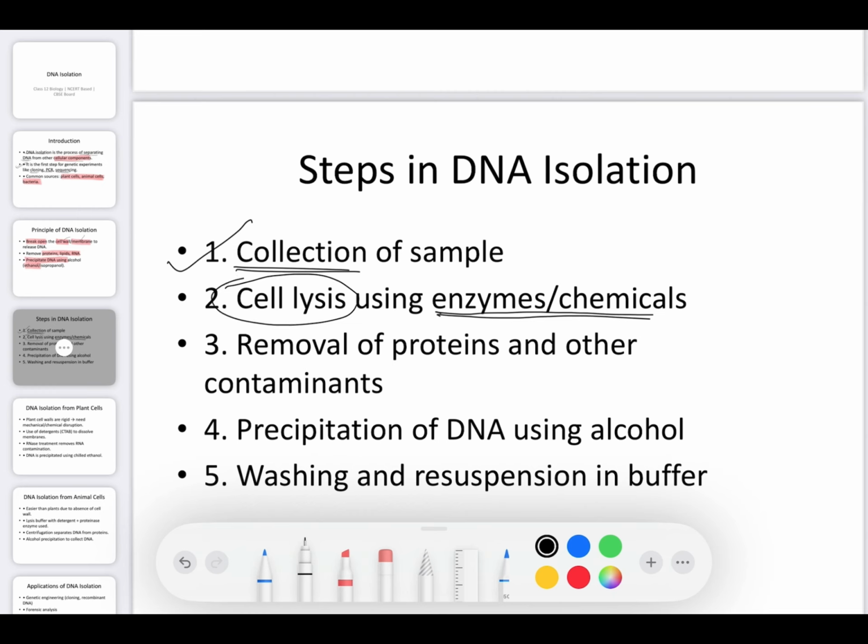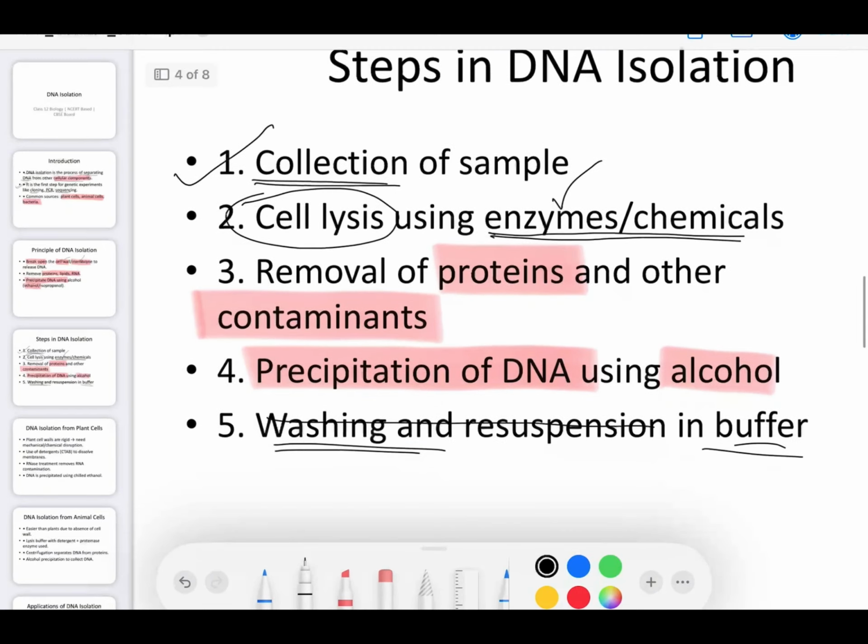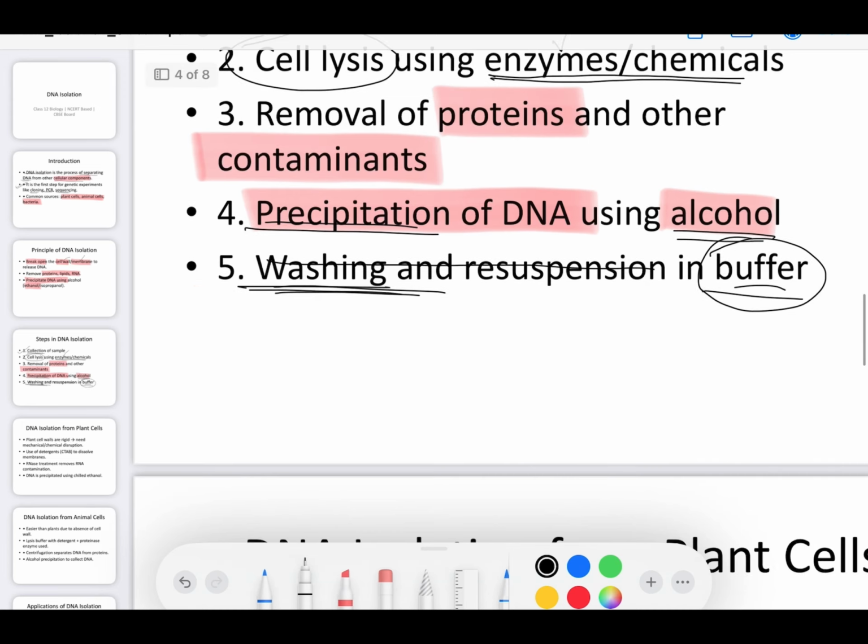We will break down the cell membrane or the cell wall by using different enzymes or chemicals. Then we will use some protease enzyme to remove the protein, and we will use RNase enzyme to remove the RNA, that is the undesired product during our experiment. Next we have to precipitate out the DNA using alcohol. After the precipitation of the DNA, we can use a buffer solution to wash the DNA, and then we can use it for further study.